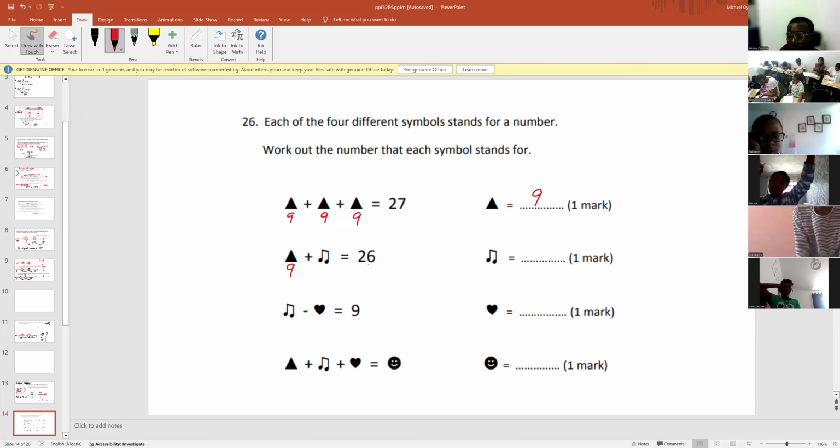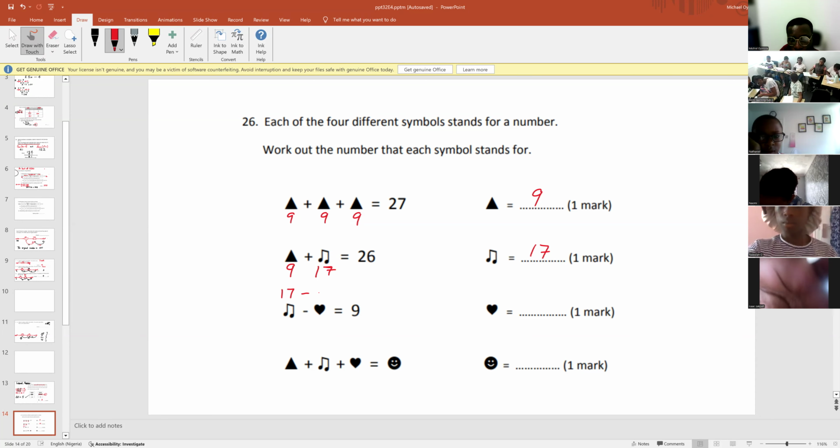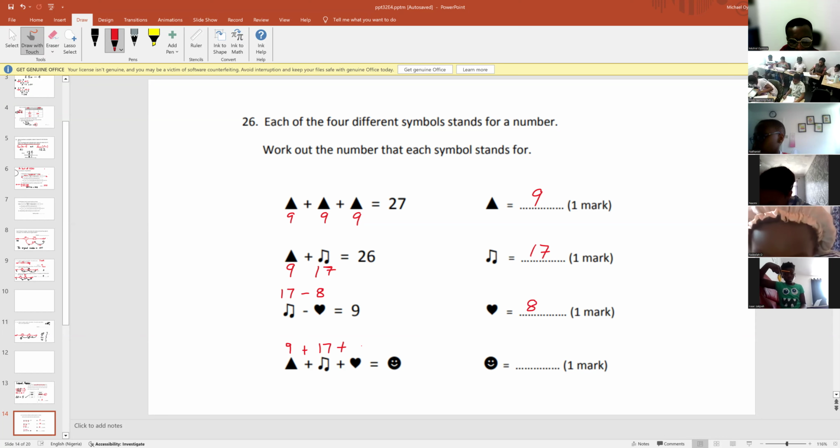9 plus what will give you 17? We're out of time. We have 10 minutes. Let's just finish this question. Okay, so I got 9. The last one is 33. 9, 17, 4, 8. Yes, I got 4.